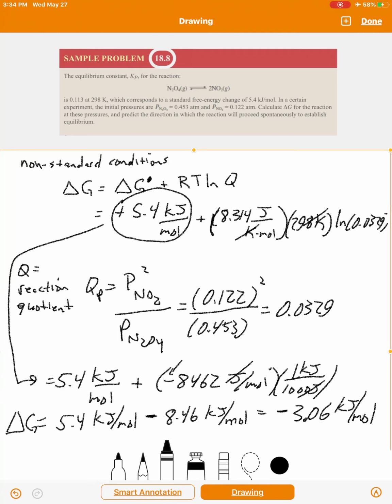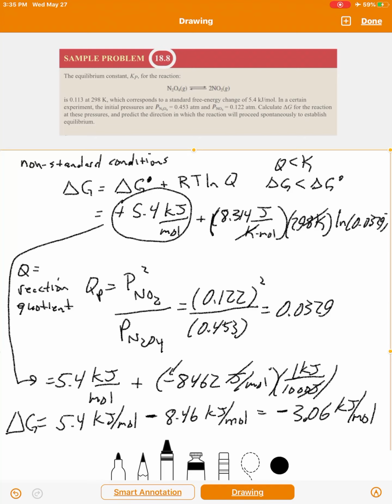Now we have a connection between energetics and equilibrium. Essentially what's happening is, because Q is less than K, delta G is less than delta G naught. K in this problem is given as 0.113. Q is only 0.0329, so Q is less than K. Delta G naught is 5.4, positive, but delta G is negative, negative 3.06. So the driving force behind chemical equilibrium is really energetics. The fact that delta G is negative means this reaction will move toward the products.